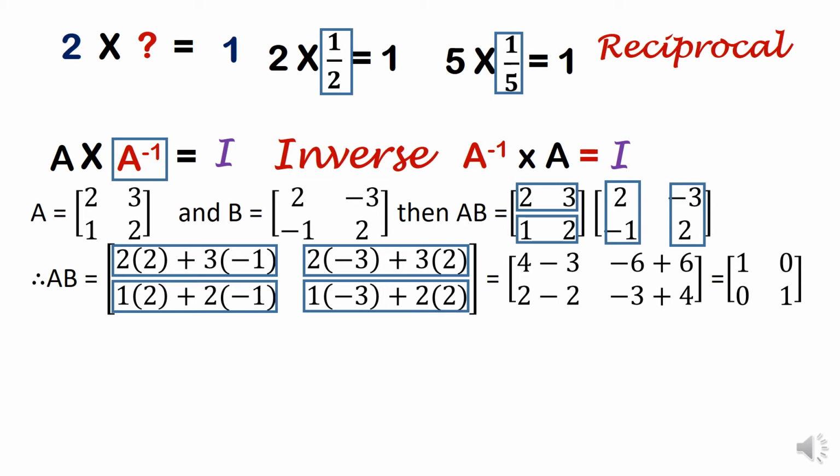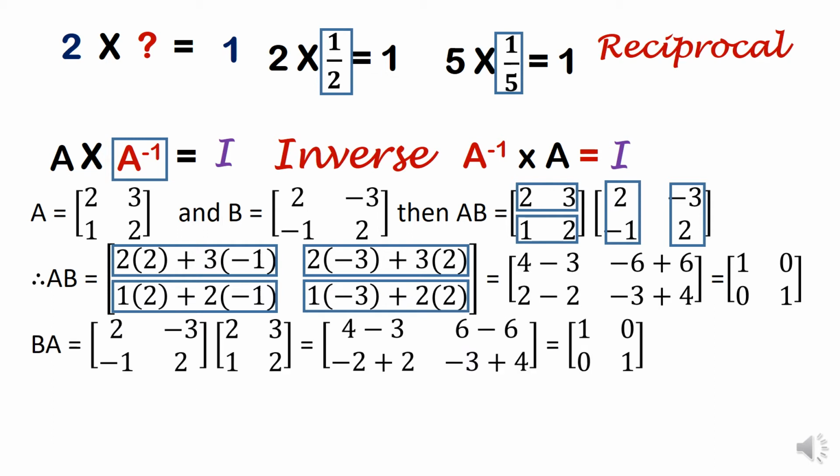We observe that AB is a unit matrix. Thus A into B is equal to I. What is B into A? Again in this case B into A is equal to I, as you can see over here. Thus we can say that AB is equal to BA is equal to I, or B is the inverse of A and A is the inverse of B.